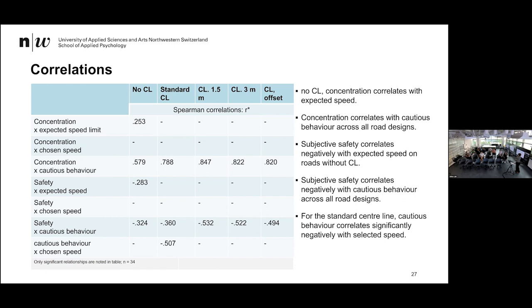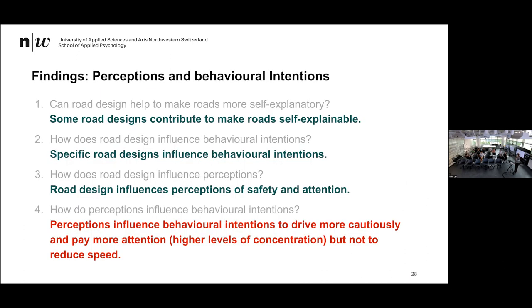With respect to our questions, some road designs might make it a little more self-explaining, particularly the offset central line. Also, one specific road design, if it's really different from what we expect, leads to the behavioral intentions to drive slower. And there seems to be an impact of those psychological aspects, so they influence how we perceive the road. However, this perception does not have a direct impact on the speed chosen and no direct impact on how fast they drive.